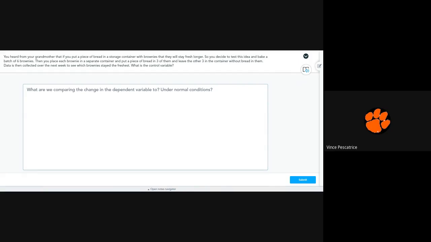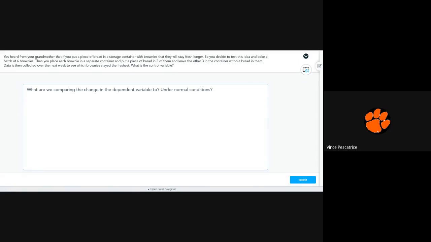So the control variable is what we're keeping or comparing things to. So it's going to be the brownies that did not have the bread, because then we can compare the freshness of the brownies with the bread to regular brownies. And if we find that there's a difference, then we know, hey, this is how you should store your brownies. All right.